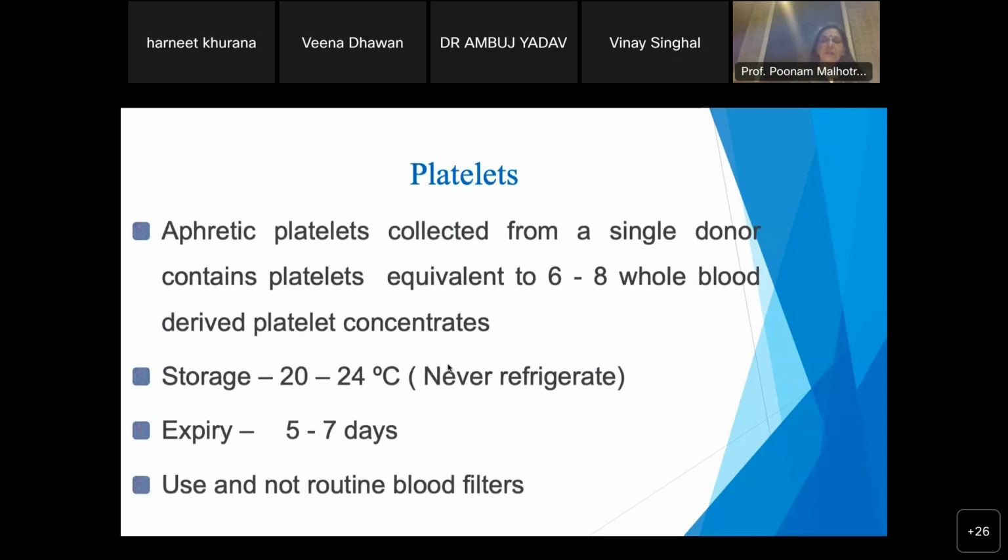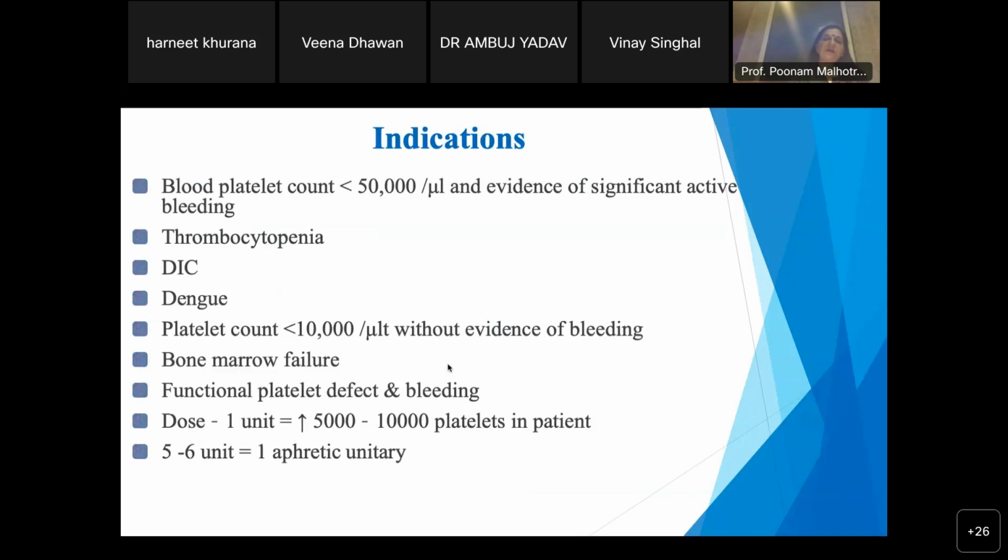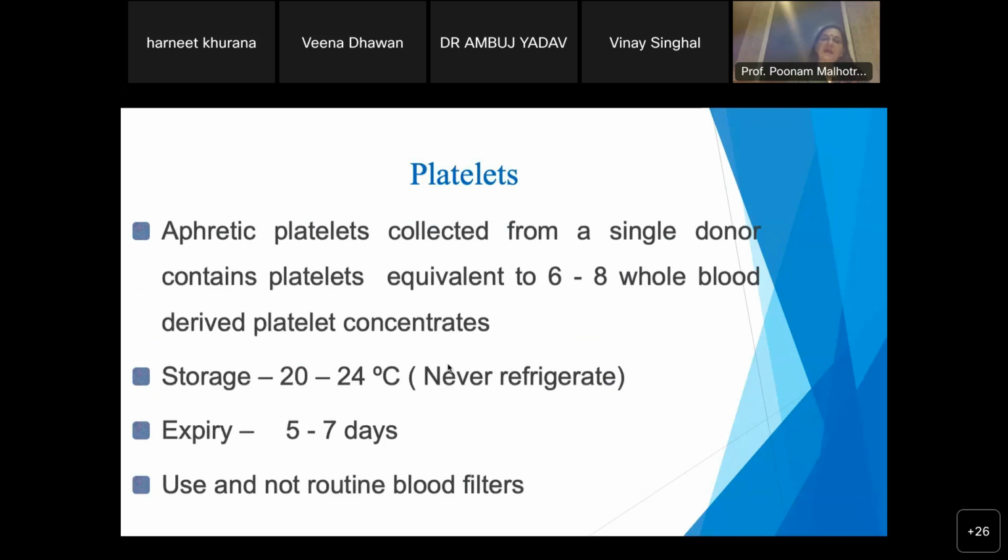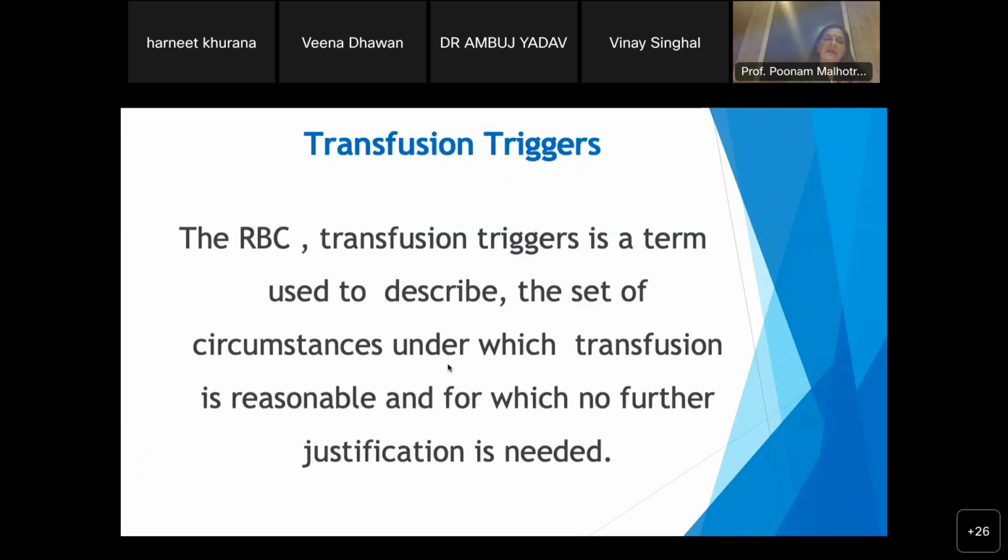Next, please. So platelets are the backbone again, they expire in 5 to 7 days. They can be used in routine blood filters and any DIC and etc. They can be given. Next, please. Dengue patients, we were using platelets, but platelets are again a very good source of giving in bleeding patients instead of blood. RBC transfusion triggers is a term used to describe the set of circumstances in which transfusion is reasonable and for which no further justification is needed.